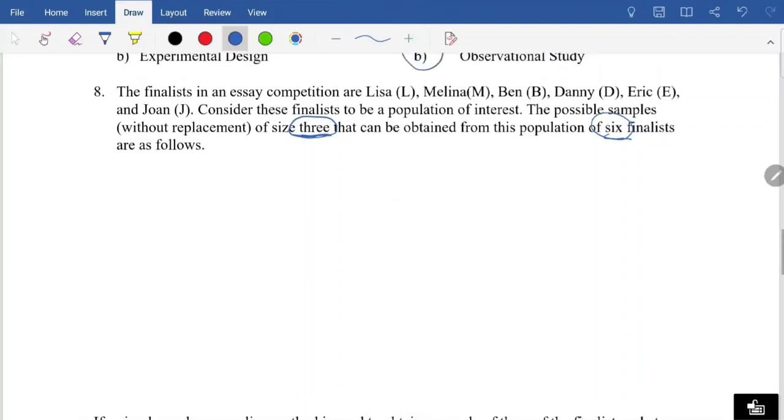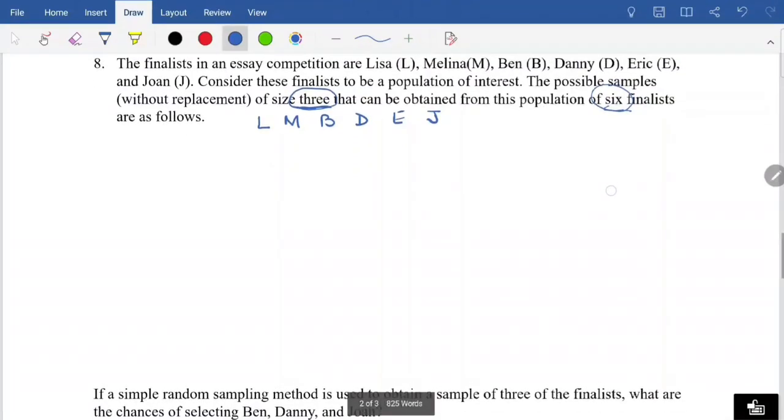What I'm going to do is list all these initials first, to have them before me. So we have L for Lisa, M, and then B, and then D, E, and J. Now what I'm going to do first is start with L, and I'm going to make 3 draws. We need samples of size 3, so there are going to be 3 draws. It's like pulling a name from a hat, and we have to make 3 draws.